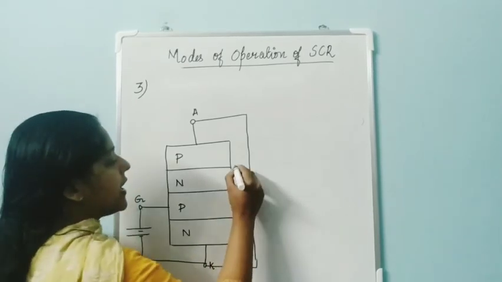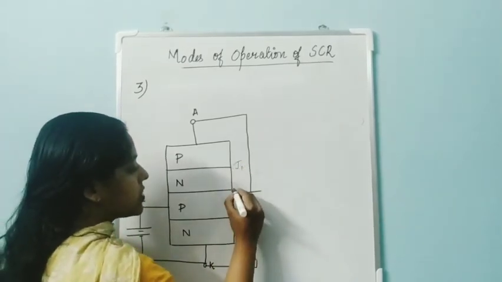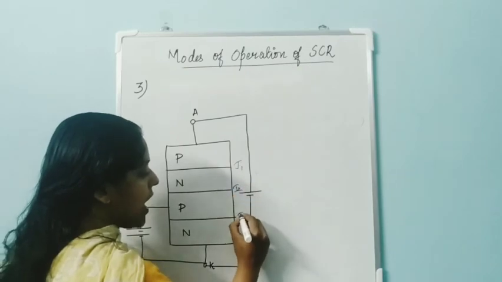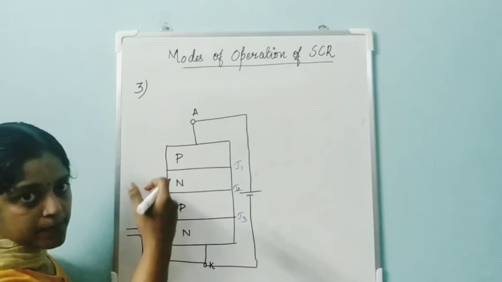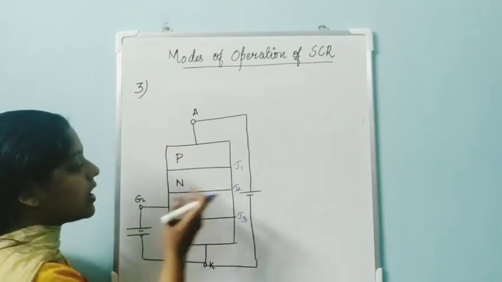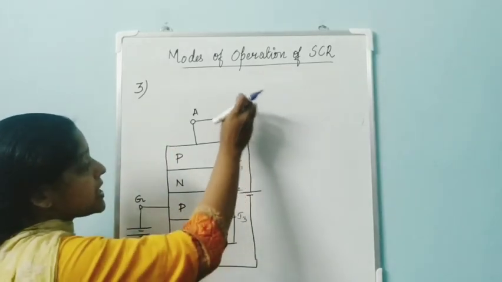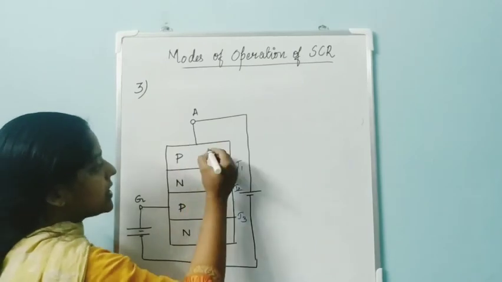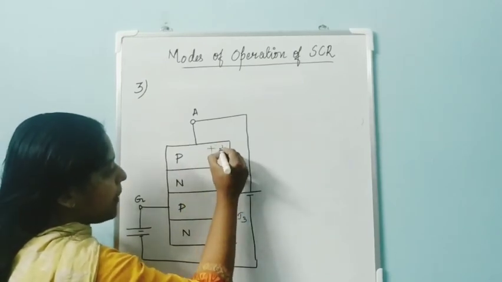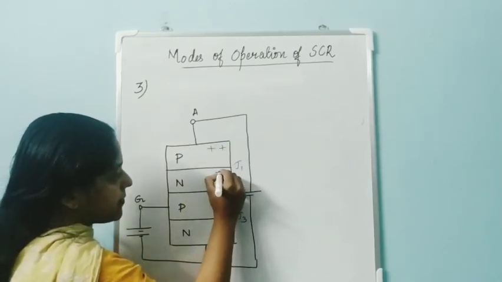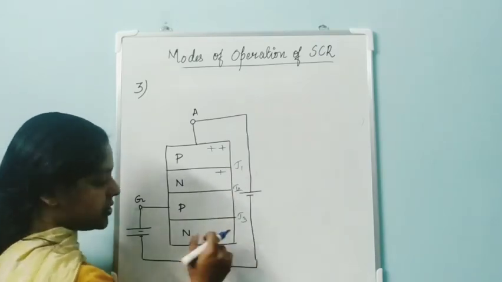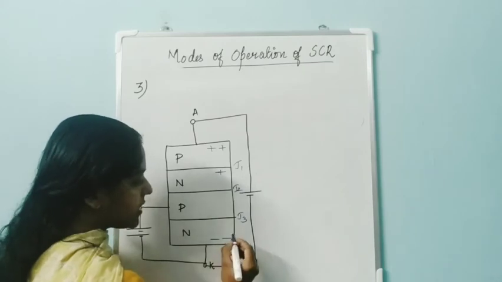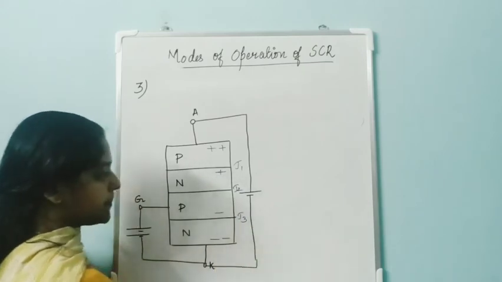Okay. Again, which are our three junctions? Junction J1, junction J2 and junction J3. Okay. Now let's mark its charges. The positive terminal is connected to the P region. Obviously, this would be more positive compared to this. Okay. Here, the negative terminal is connected to the N region. So it would be much more negative compared to this.